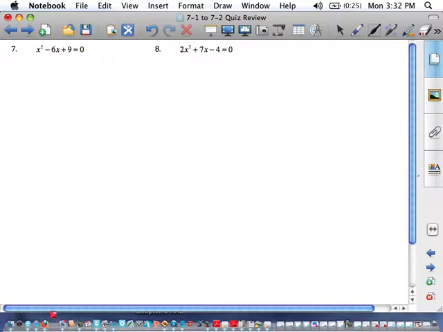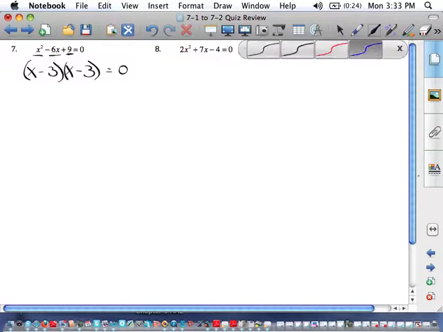Number 7. Again, I'm going to use the guess and check method. So I have two binomials that when I multiply those two together, I get x squared minus 6x plus 9. The only way to get x squared would be x times x. How do I get positive 9 and a -6? Well, when I multiply -3 and -3, I will get a positive 9. My center terms would be -3x and -3x.